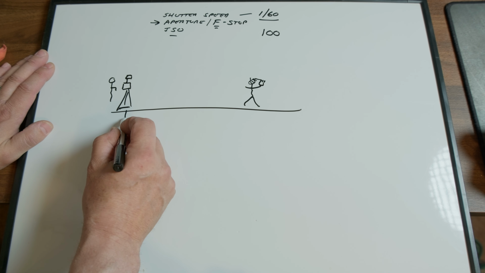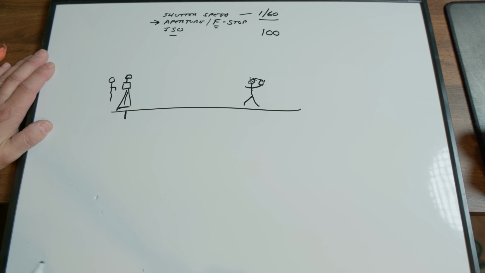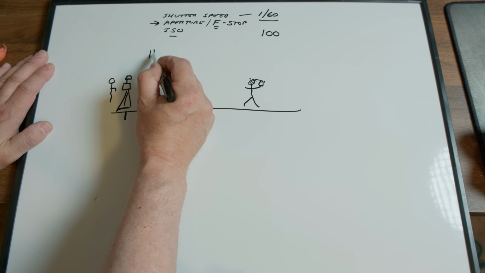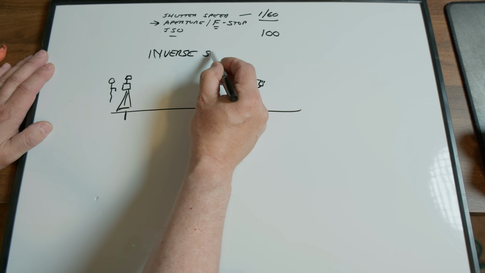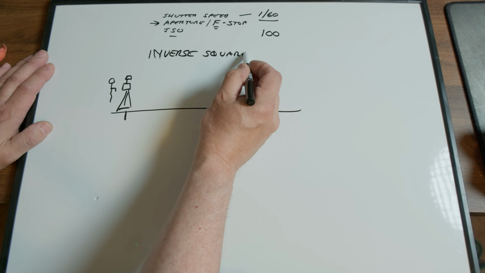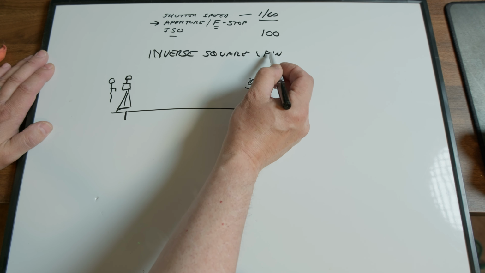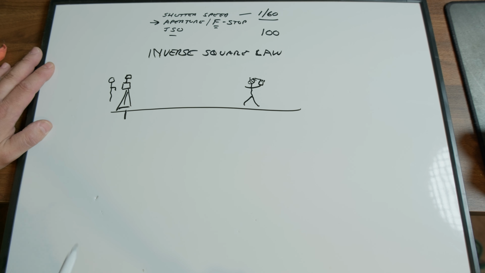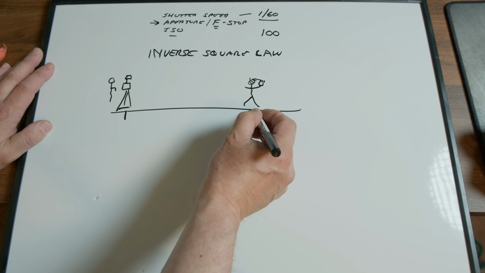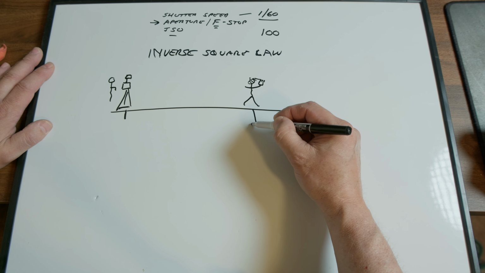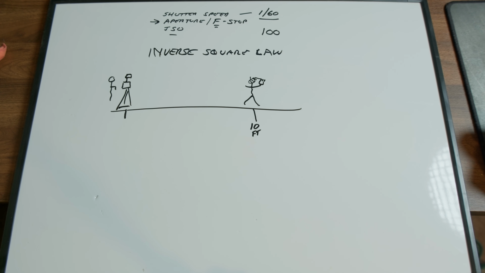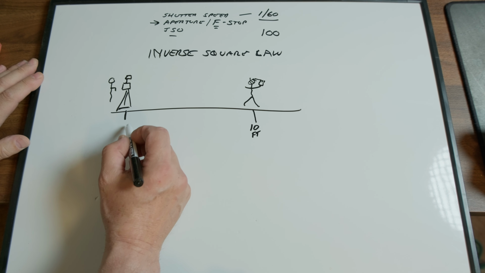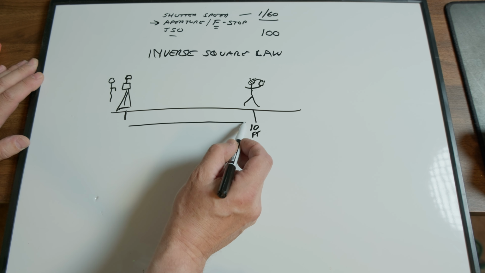Flash is all about distance, because it uses the inverse square law of physics. So it's all about distance. Now we're going to say that this subject is 10 feet away. I'm sorry, this discussion is all going to be in feet, because if I have to do it in meters, that's just going to melt my brain. From here to here is 10 feet.